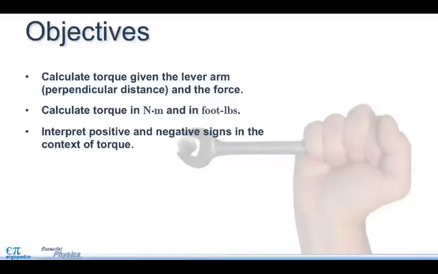These are the objectives for this unit on torque. You can read those for yourself. The second one, on units: the SI unit for torque is the newton meter. That's what N·m stands for. And the imperial unit is foot-pounds. So these are the learning objectives that we have for this unit.